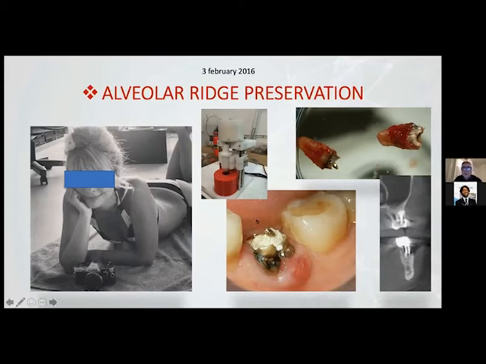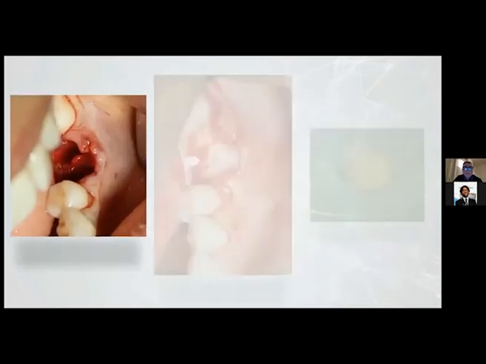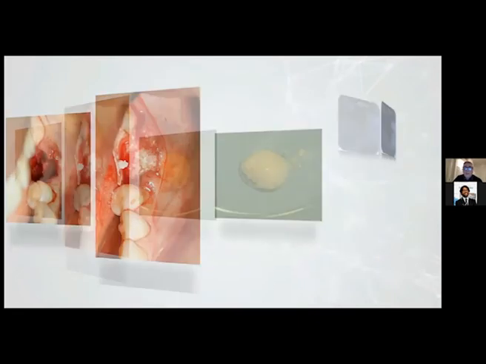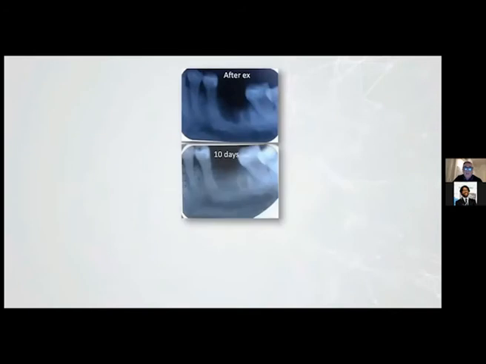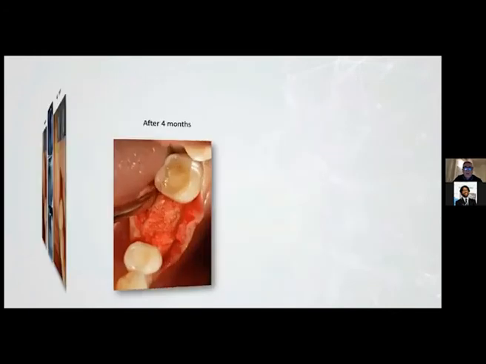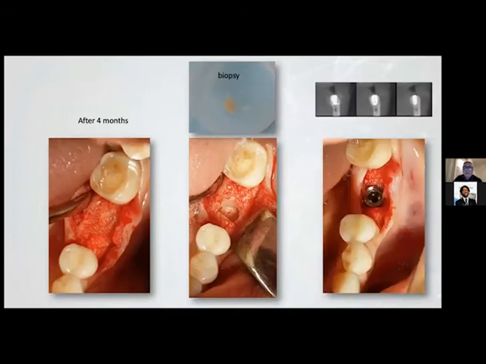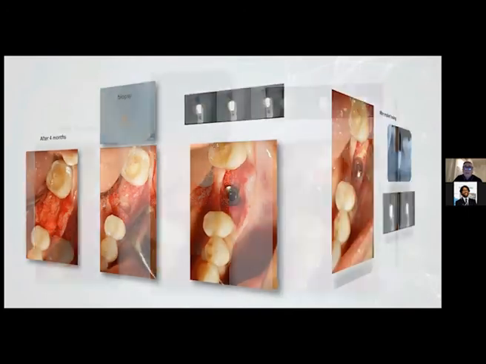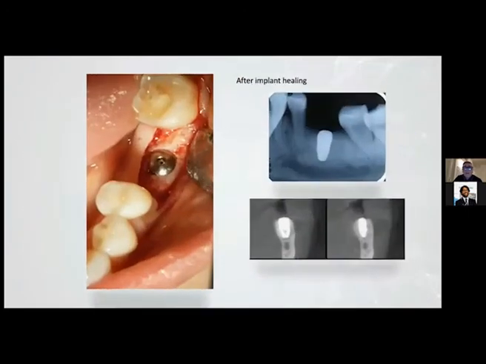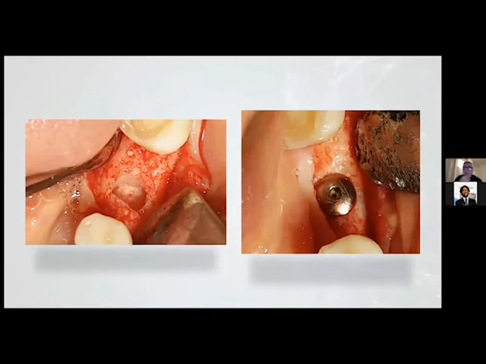We have a fracture of the root of the 36. So we made a GBR, alveolar socket preservation, and this is the result after 4 months. We place an implant, and we made a biopsy after 4 months, and this is the healing of the implant, and this is the comparison after 4 months.